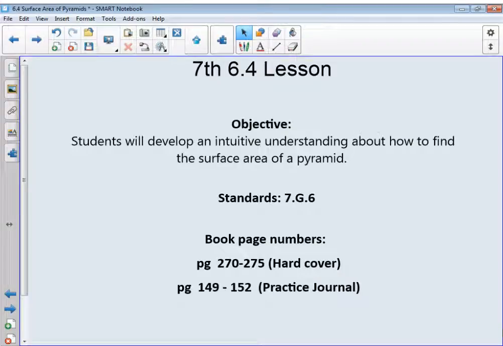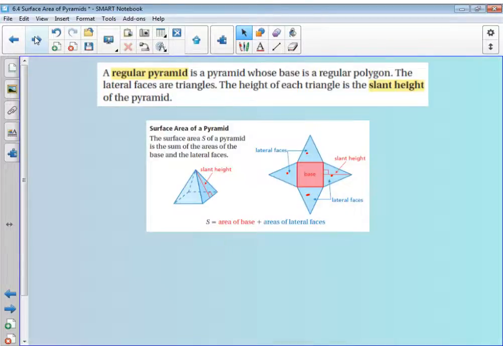Okay, this is 7th grade lesson 6.4. The objective today, students will develop an intuitive understanding about how to find the surface area of a pyramid. The standard covered in this lesson is 7.G.6. The page numbers out of the hardcover book are pages 270 through 275, and out of the practice journal, pages 149 through 152. Today we're going to be working with surface area of pyramids.